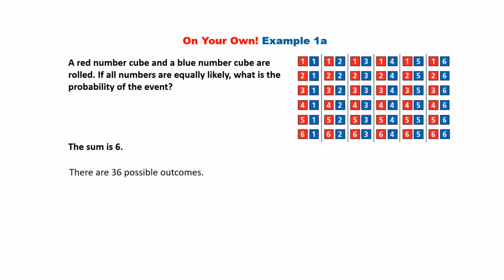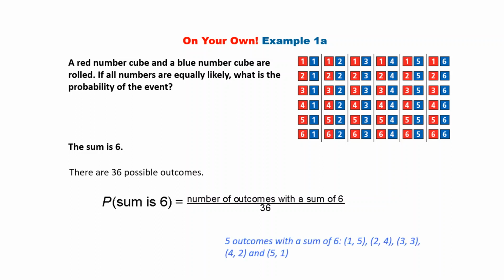So there are 36 possible outcomes. We saw that in the last slide. And so now we have to figure out which ones have a sum of 6. All right, so just taking a look at it, we see again, 1, 5 has a sum of 6, 2, 4, 3, 3, 4, 2, and 5, 1. So there are all the ones that add up to 6. So I have 1, 2, 3, 4, 5 of the favorable outcomes. So 5 out of 36. I think you should probably be pretty comfortable with this.